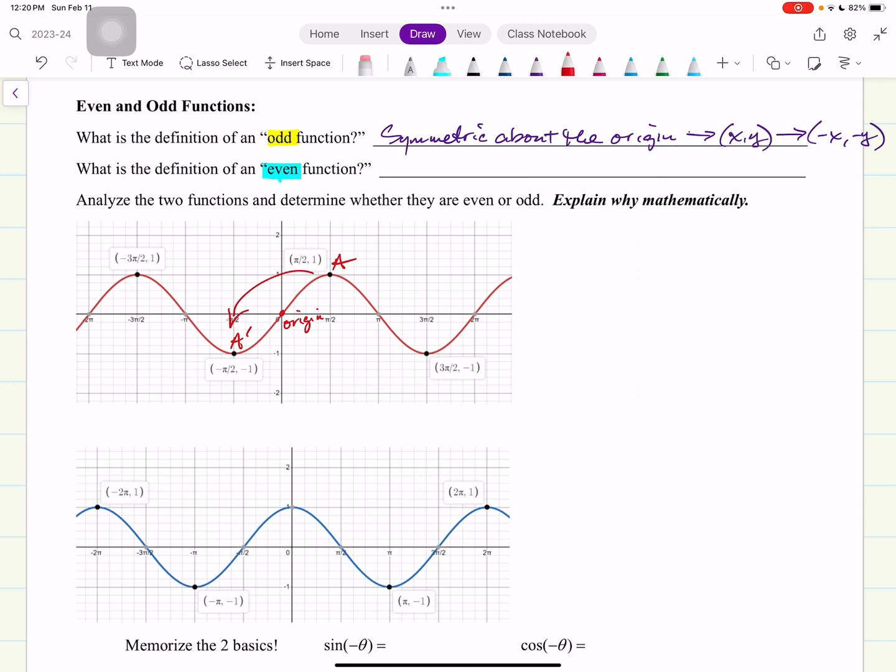So notice that pi halves comma 1 at point A goes to A prime at the opposite of pi halves comma the opposite of 1. Notice that both coordinates change. We call that odd. This is what it means to be odd, and we call that symmetric about the origin.